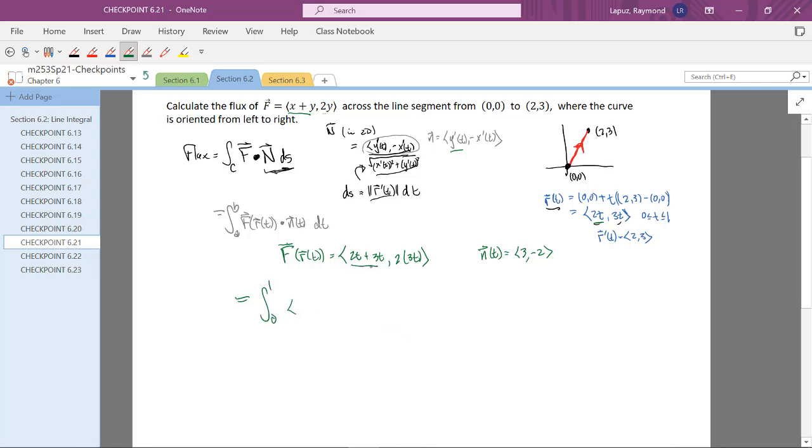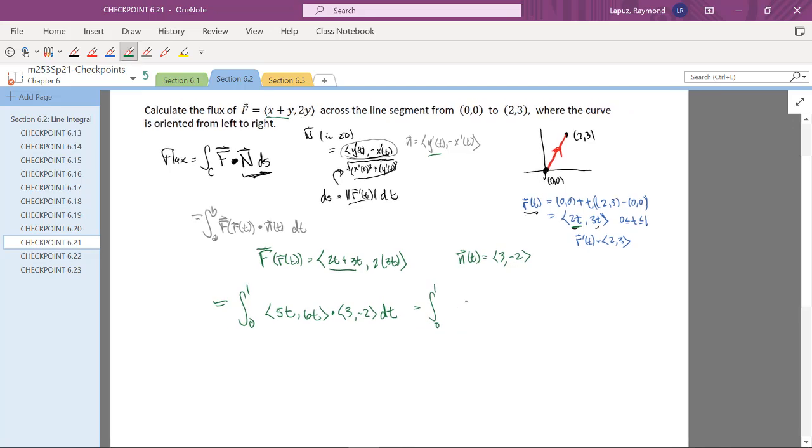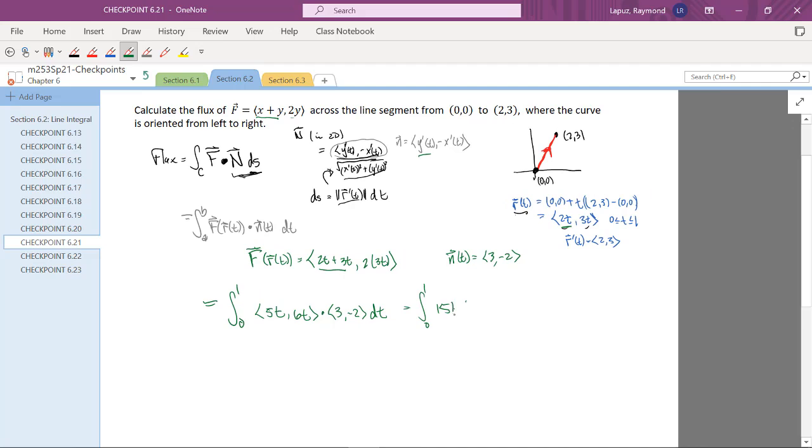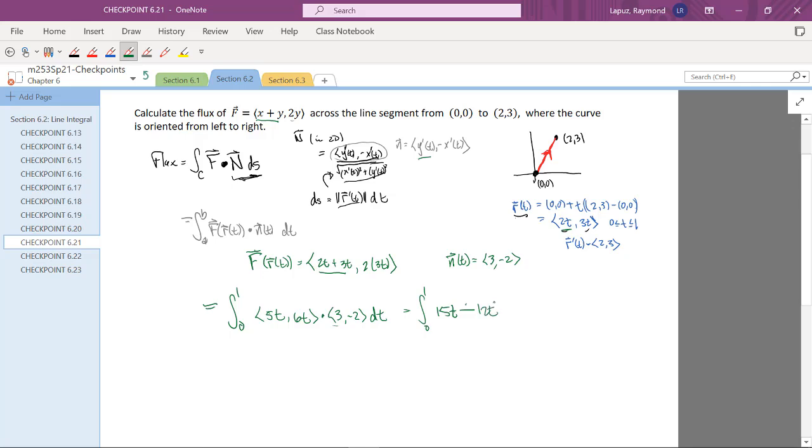And this, let's go ahead and simplify this to 5t, comma 6t. Dot that with 3, comma -2, and we should have a scalar function that we can integrate. We have 15t minus 12t dt, and that is 3t.